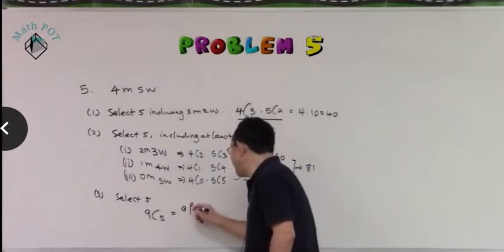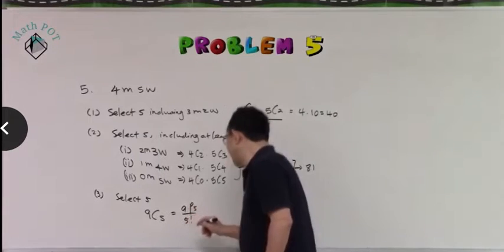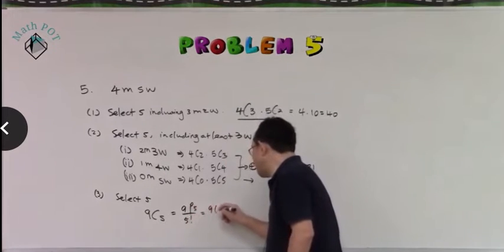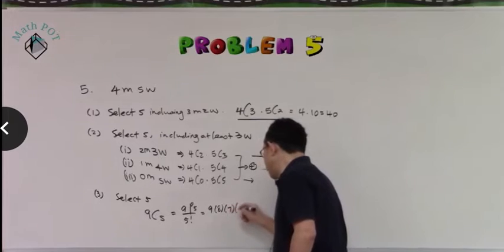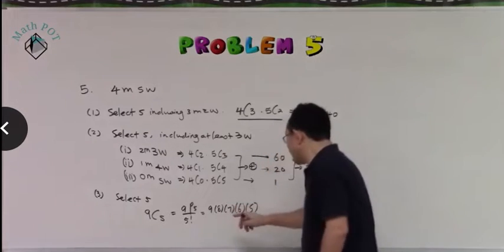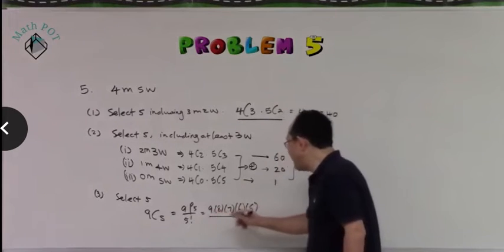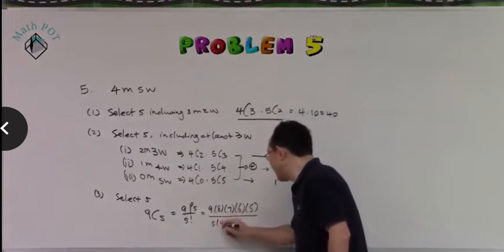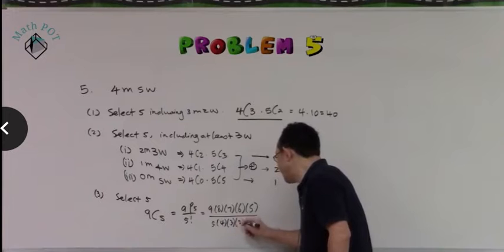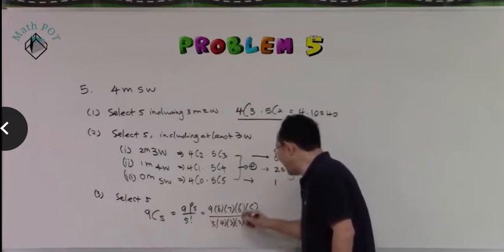This is nothing but 9P5 divided by 5 factorial. So 9P5 is nothing but 9 multiplied with 8, multiplied with 7, multiplied with 6, and multiplied with 5. Of course, we need 5 numbers: 1, 2, 3, 4, 5. And then divided by 5 factorial, which is 5 times 4 times 3 times 2 times 1. Look at here, 5 reduced.